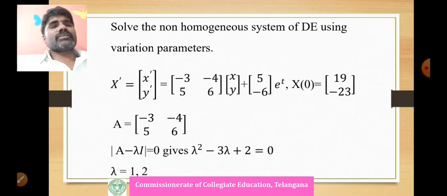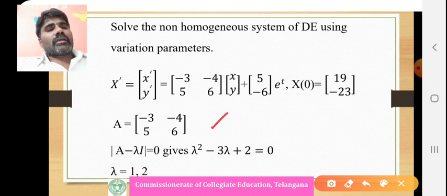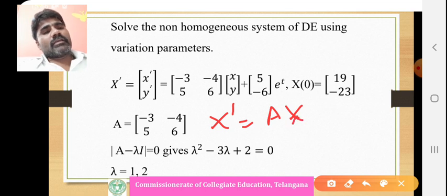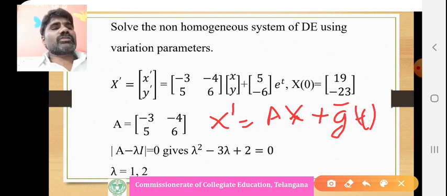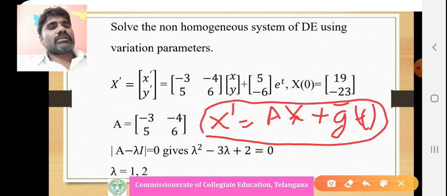Now let us take another example. X dash equals the matrix minus 3, minus 4, 5, 6 times the vector x, y, plus g of t. This is in the form x dash equals Ax, as in the earlier case, but here an extra vector g of t is added. That is, x dash equals Ax plus g of t. This is a non-homogeneous system.